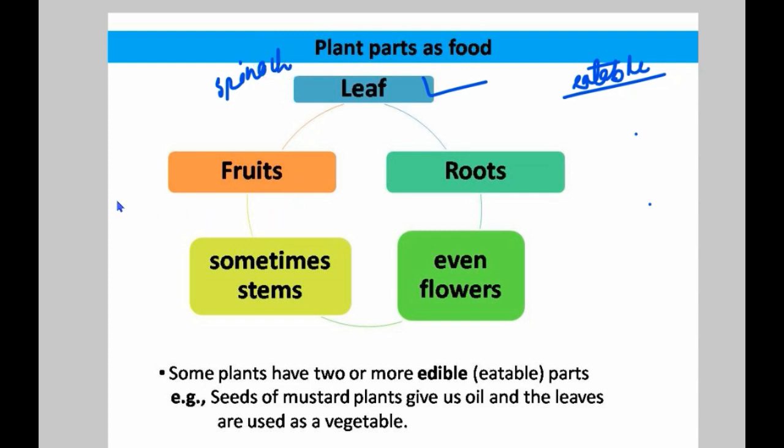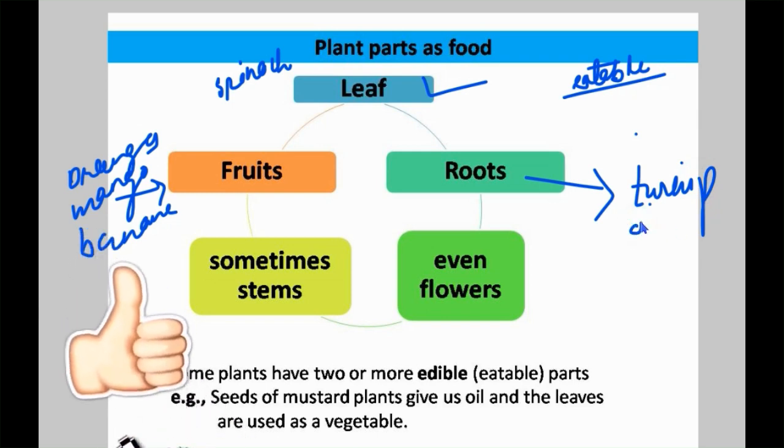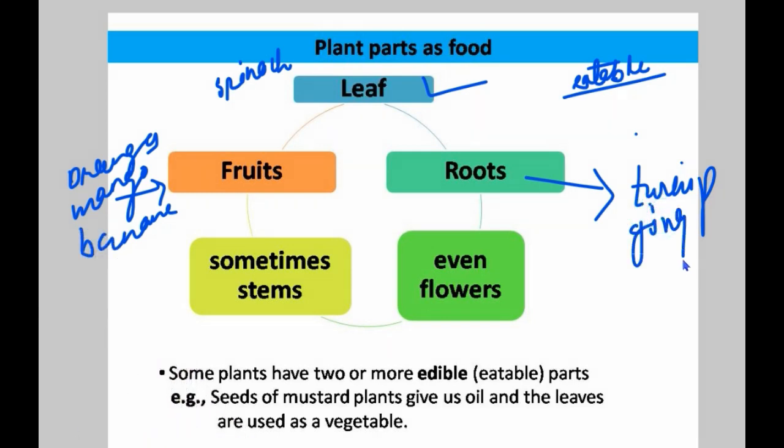Now coming to the fruits, all the fruits we eat, like oranges. Another one is mango. And next is banana. My favorite. I like banana. Coming to the roots. What are the roots we eat? In this, I think turnip is the best example. We eat turnip. And we eat ginger also. Ginger tea, and so many different things.